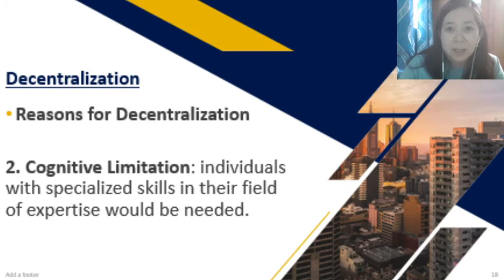The second reason is cognitive limitation. Normally, individuals with specialized skills in their field of expertise are needed. Aside from management, they should seek the opinion of specialized experts pertaining to a problem in their operations or management, in which they don't necessarily have to ask the top management, who may not have those specialized skills. This is one of the reasons why decentralization is efficient and effective.